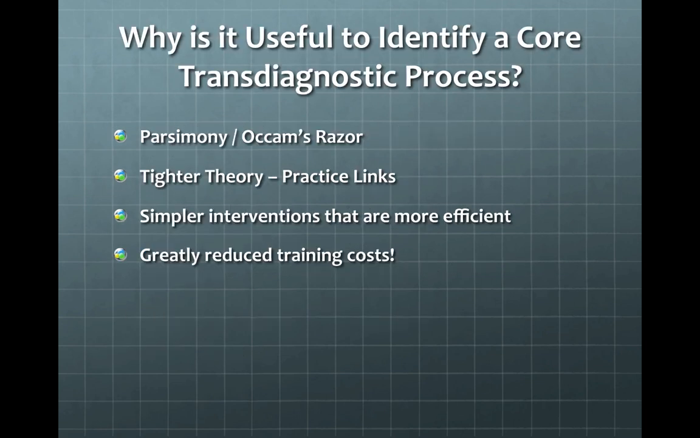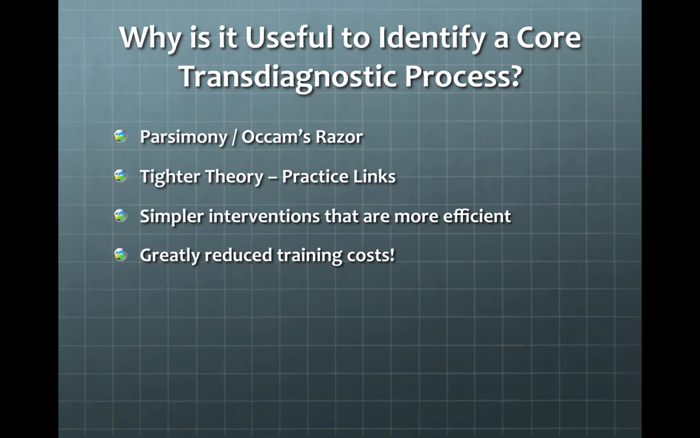Okay, so why is it useful to identify a core transdiagnostic process? I would say it's a much more parsimonious way of approaching this. When we completed our transdiagnostic book in 2004, we had between 12 and 15 different cognitive and behavioural processes that are transdiagnostic, which proved very difficult to produce any kind of integrative, simple model from. And I think theories should be no more complex than they need to be. That is the rule of parsimony.